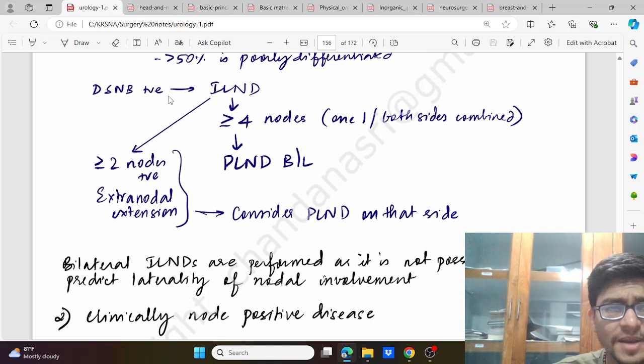If DSNB, that is the biopsy, is positive, we go for inguinal lymph node dissection. If more than 4 nodes are positive, we go for pelvic lymph node dissection, that is bilateral. If more than 2 nodes are positive, and with extranodal extension, we consider pelvic lymph node dissection on the same side.